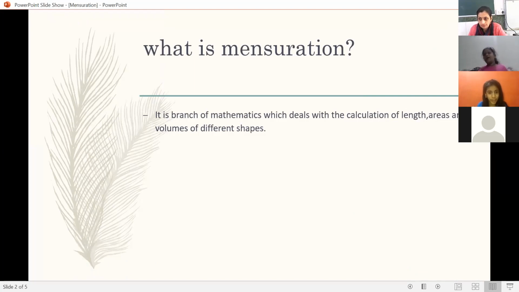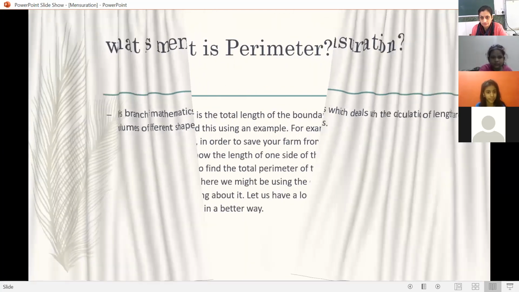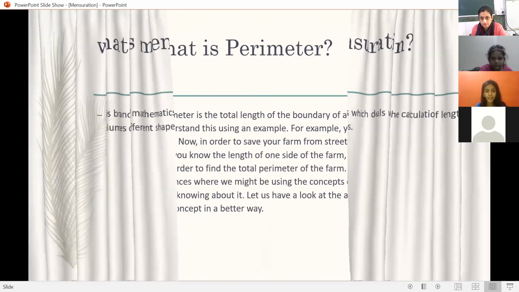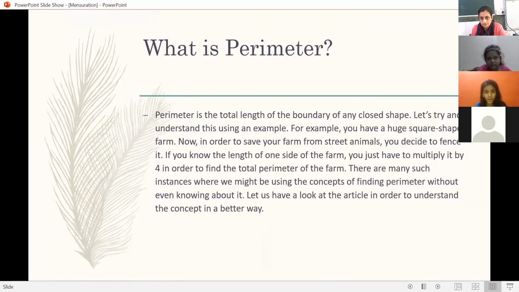What is mensuration? It is a branch of mathematics which deals with calculation of lengths, areas, and volumes of different shapes. What is perimeter? Perimeter is the total length of the boundary in a closed shape.